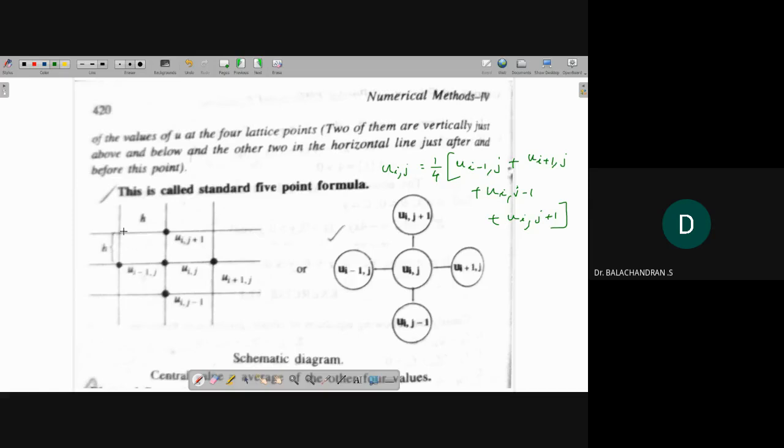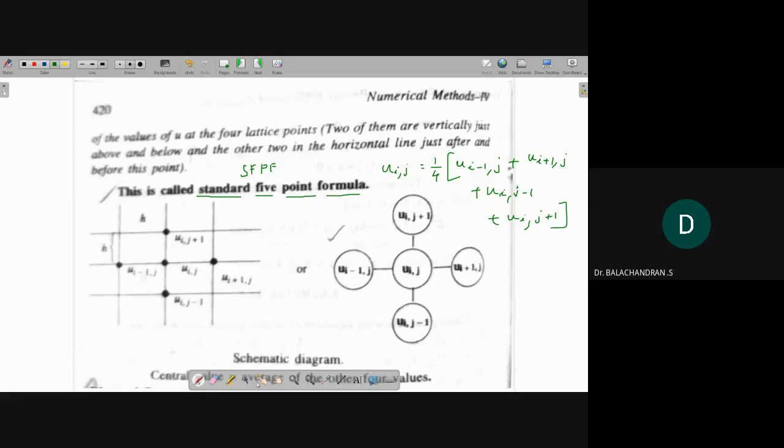So the length here is h. This is also the same length, h. This is also h. This is also h. Okay, so this is called the standard 5-point formula. So in short form, SFPF, standard 5-point formula. Okay, this is the schematic diagram.